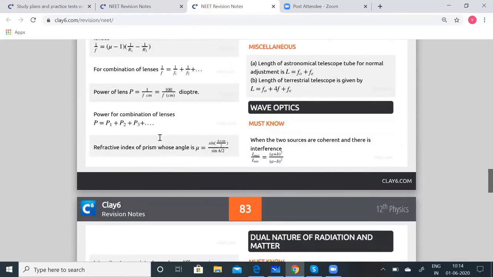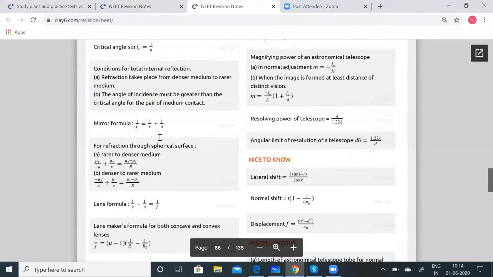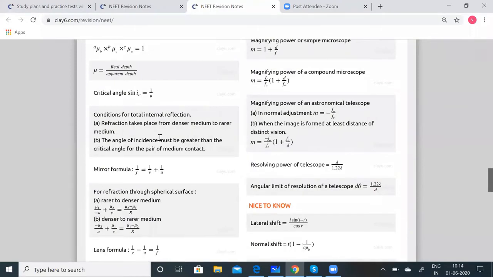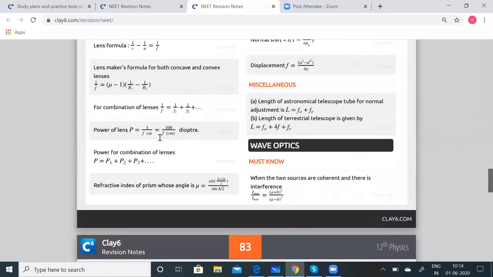Miscellaneous, you can know this. Length of astronomical telescope tube for normal adjustments, L, is equal to FO plus FE. So remember we saw the formula here, L, the magnifying power of a compound microscope. In the place of L, you can put FO plus FE. Having known FO and FE, you can easily substitute that, add up and put it in the place of L. Same way, length of the terrestrial telescope is given by FO plus 4F plus FE. So remember these formulae.